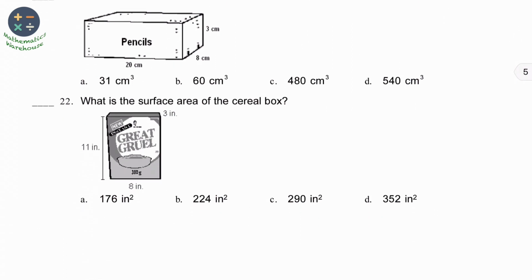Next question. Pencils are sold in boxes like the one below. What is the volume of the box? The volume equals length times width times height. So it equals 20 times 8 times 3. 20 times 8 is 160, times 3 equals 480. So the answer would be C.